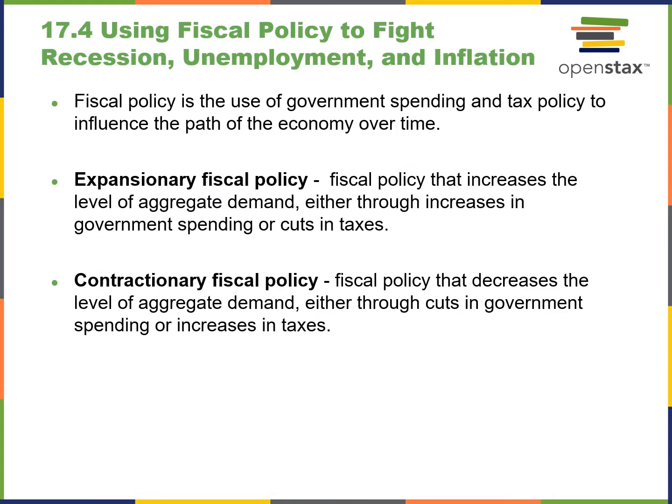Fiscal policy to fight recession, unemployment, and inflation. This is something that the government will do in terms of tax policy. This is the Department of Treasury that handles most of this. The Federal Reserve Bank has a lot to do with how this gets implemented. Expansionary fiscal policy increases the aggregate level of demand, either through government spending or cuts of taxes. Contractionary policy is just the opposite. It decreases the level of aggregate demand, either through cuts in government spending or increases of taxes.